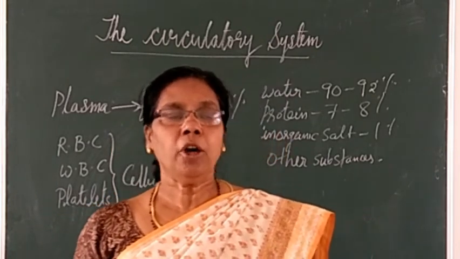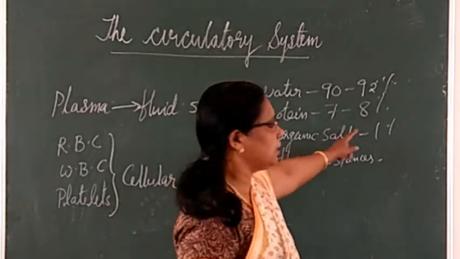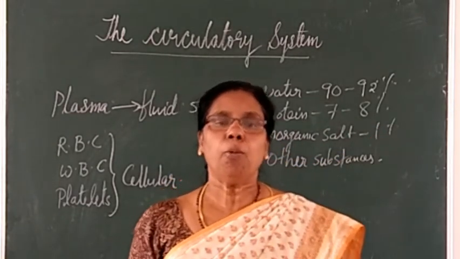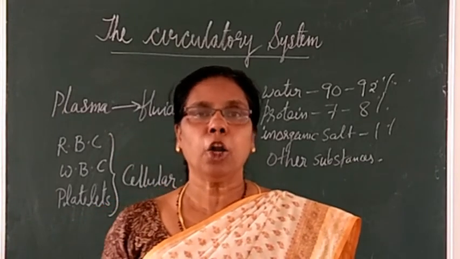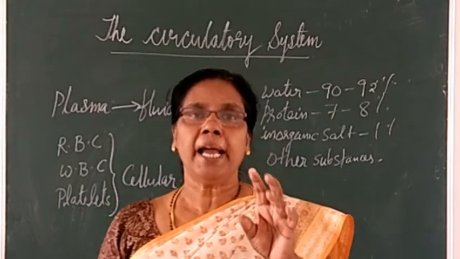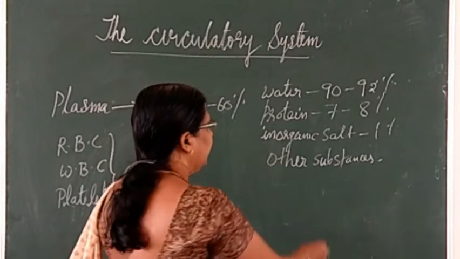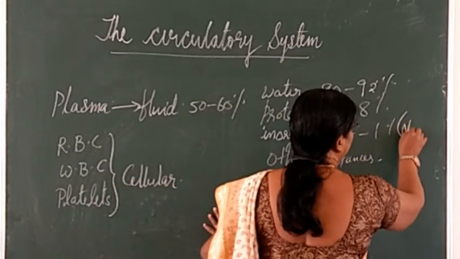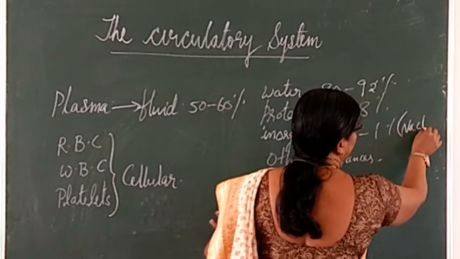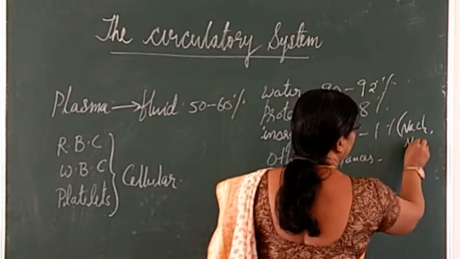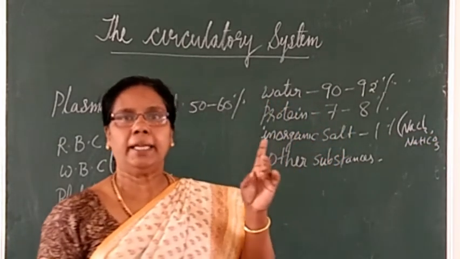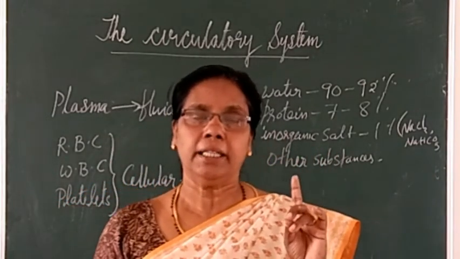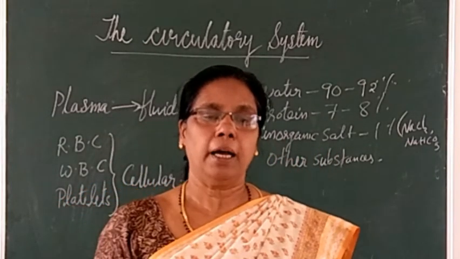Okay, the inorganic salt, see here, that is 1%. So what are the inorganic salts present? Sodium chloride and sodium bicarbonate. This is inorganic salt, that is sodium chloride, NaCl, and sodium bicarbonate. These are the inorganic salts present in the blood plasma.